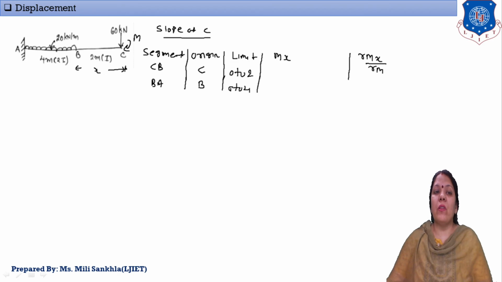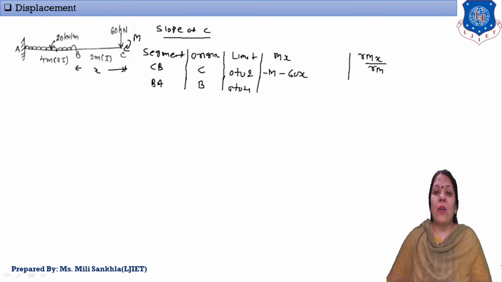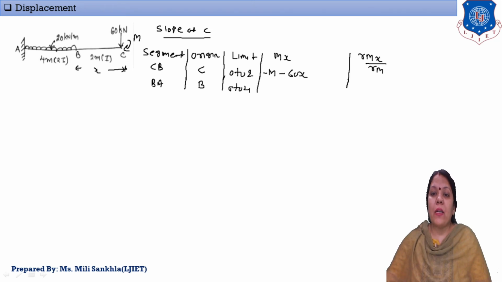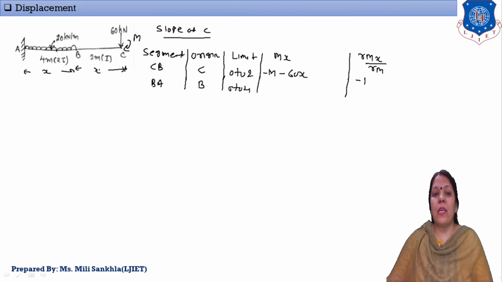Now first of all, this moment is on the right-hand side, clockwise, so right here minus m, then 60 into x, okay, this is again right-hand side, clockwise, minus. Now del Mx by del m, this term is 0, and here m is given, so minus 1. Now second, we assume this is x, okay, cancel this for that BA segment.